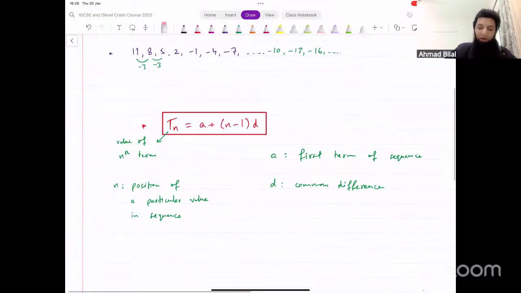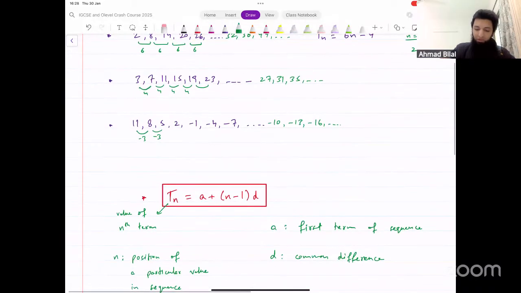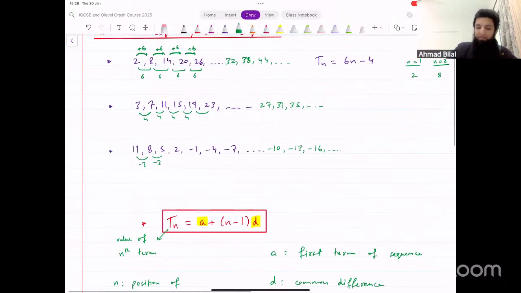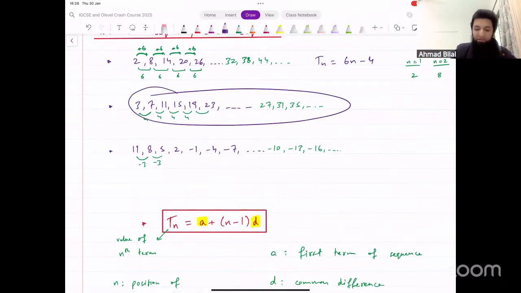Okay, now how do you do that? There are two things that you would need to be able to write down this nth term. Number one, you would need the first term of the sequence, which is a. Number two, you would need the common difference. If you have these two things of a linear sequence, you can write down the nth term. So let's try to do it for the second sequence here.